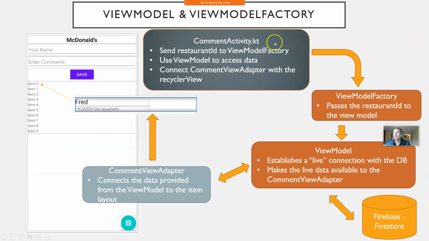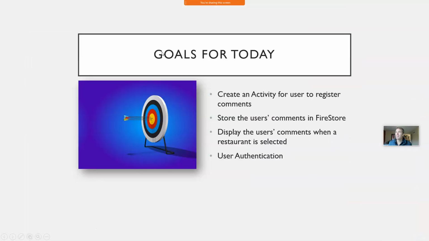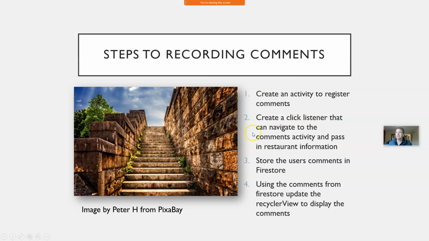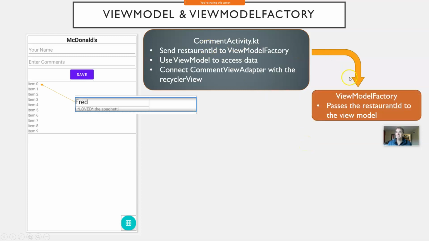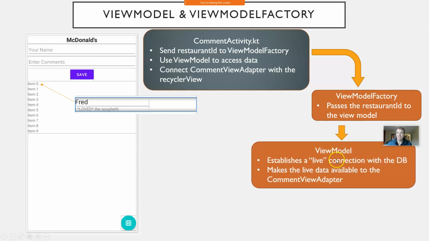So in our big pathway here, we've now got part of this created. We've got this restaurant ID to the view model factory. Actually, we don't have that done yet. We still need to do that piece. But we've created a click listener that can navigate to the comments activity and pass in the restaurant information. So the next thing we need to do is create this view model factory, right? So now we need to be able to put this information into a view model factory, and we have to use a view model factory to pass the information into our view model that we want for our comments.